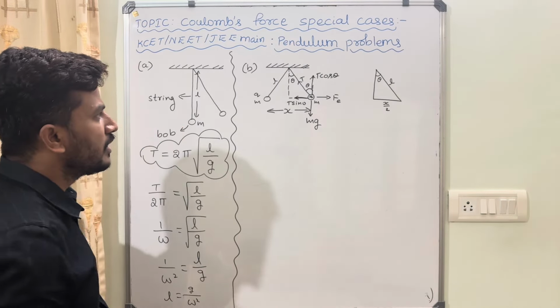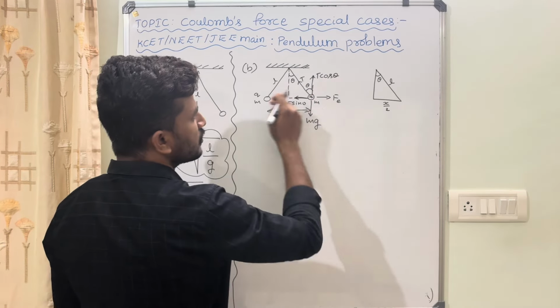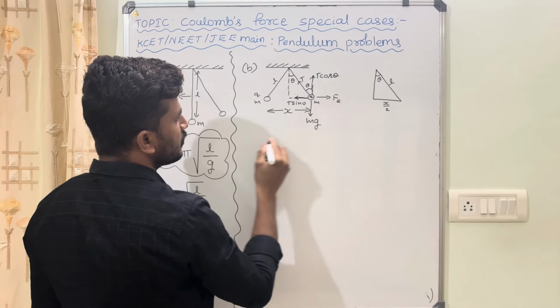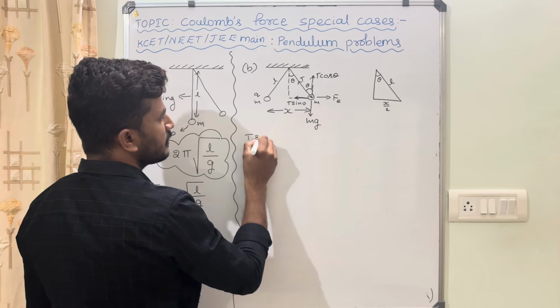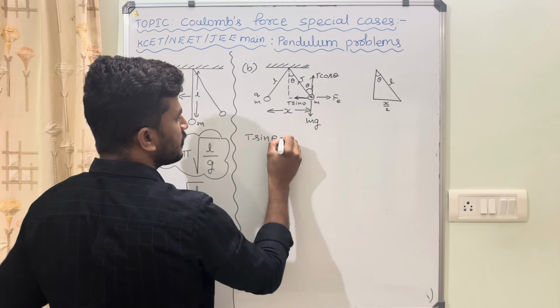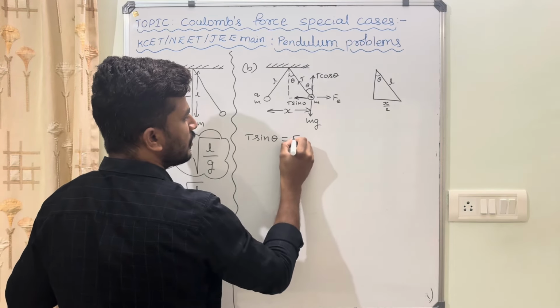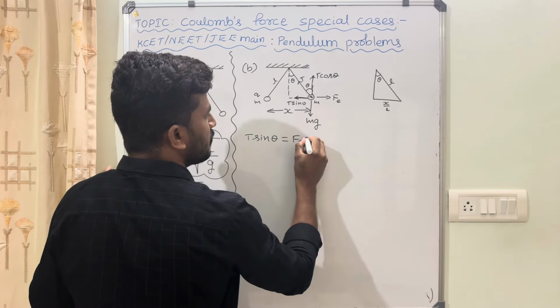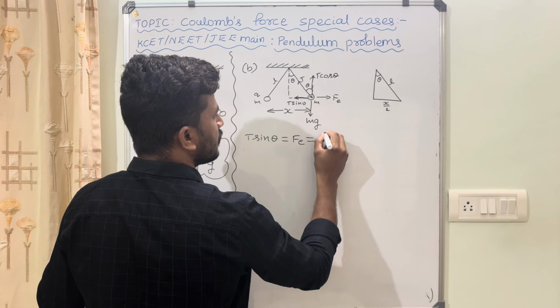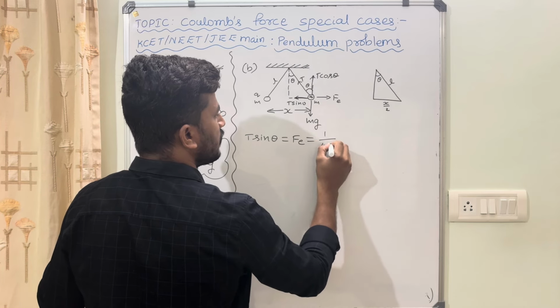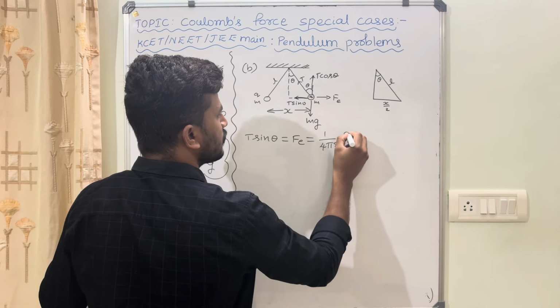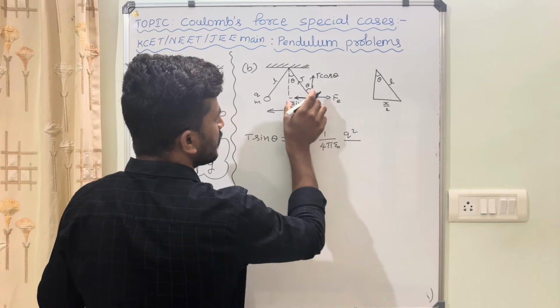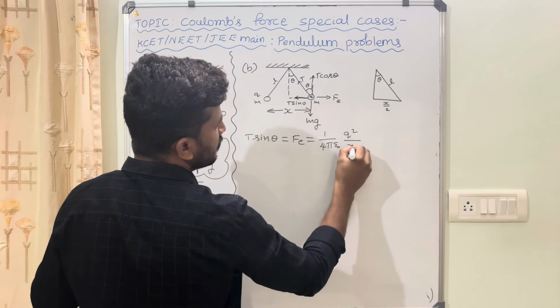Now let us equate these two forces and these two forces. T sin theta is equal to Fe. T sin theta is equal to Fe. Fe is what? Electrostatic force, Coulomb force. That is given by 1 over 4 pi epsilon naught q square by x square, since the distance here is x.